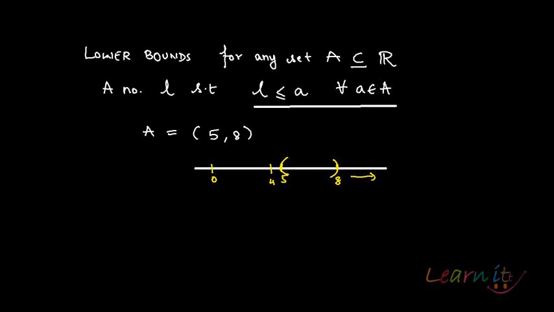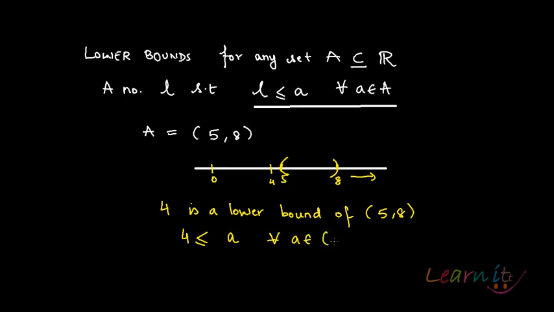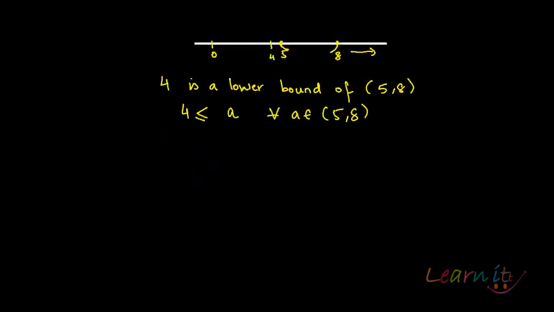Now I assert that 4 is a lower bound of the open set (5, 8). Why am I saying so? Because 4 is less than or equal to all a belonging to the open set (5, 8). That is why 4 is a lower bound of A. In fact, anything lower than that would also be a lower bound if you think about it carefully.